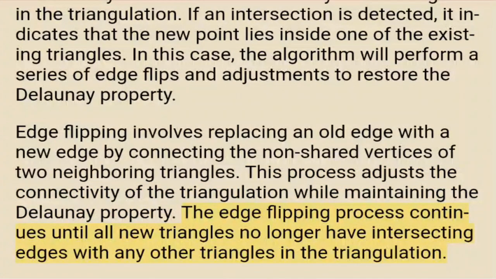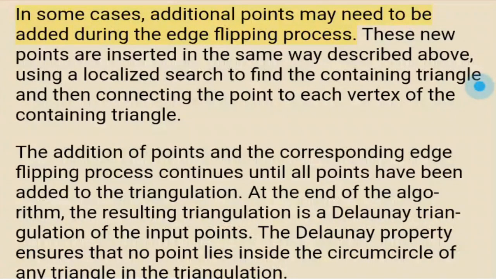The edge flipping process continues until all new triangles no longer have intersecting edges with any other triangles in the triangulation. In some cases, additional points may need to be added during the edge flipping process. These new points are inserted in the same way described above, using a localized search to find the containing triangle and then connecting the point to each vertex of the containing triangle. The addition of points and the corresponding edge flipping process continues until all points have been added to the triangulation. At the end of the algorithm, the resulting triangulation is a Delaunay triangulation of the input points.